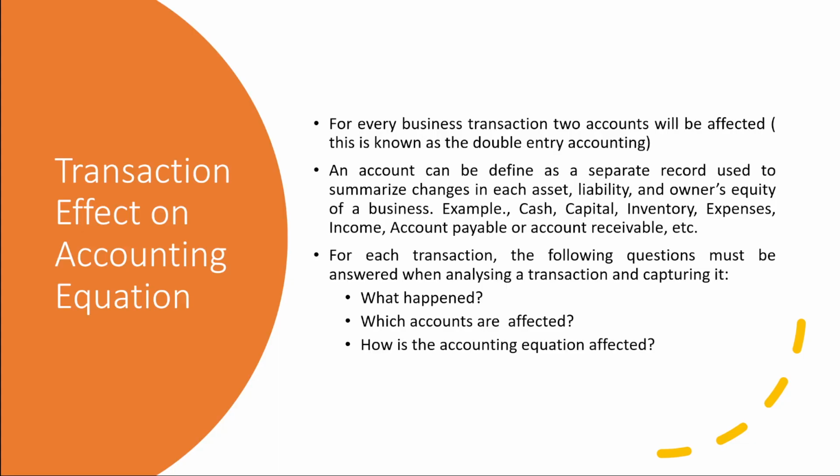So an account can be defined as a separate record used to summarize the changes in our accounting elements, which then gives us your assets, liabilities, and owner's equity. Within the owner's equity, we have income, expenses, capital, and drawings. Those are also considered to be elements, but capital and drawings can also be accounts. Which means that when we record this, it's going to affect a specific account.